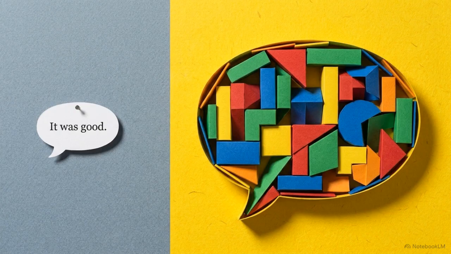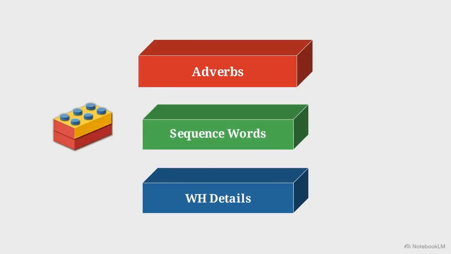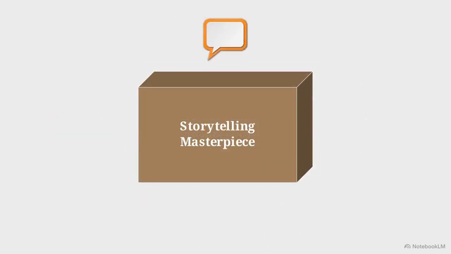The first example ends the interaction. The second provides a complete scene with context, sequence, and a clear resolution. This transformation happens by layering specific WH details for context, sequence words for timing, and adverbs for emotional shifts.